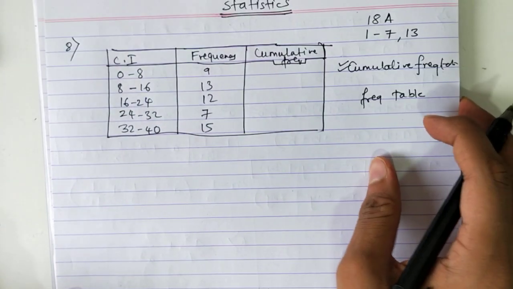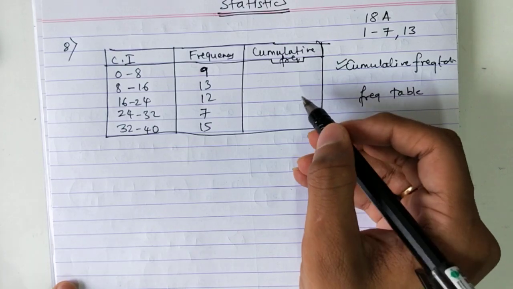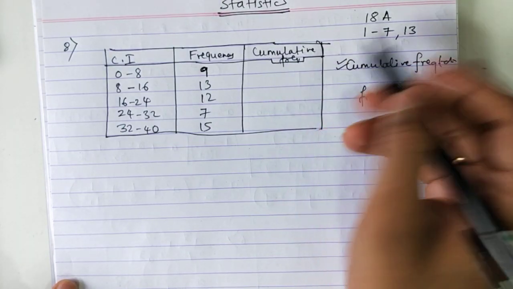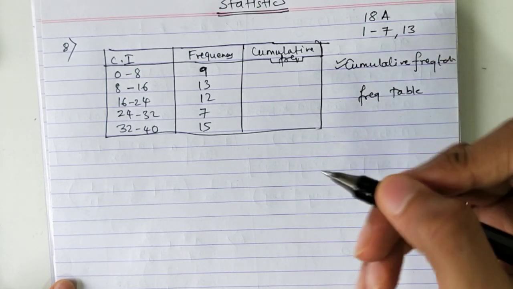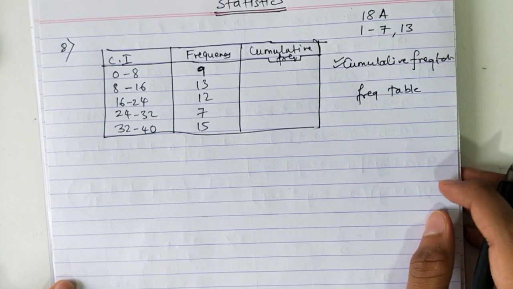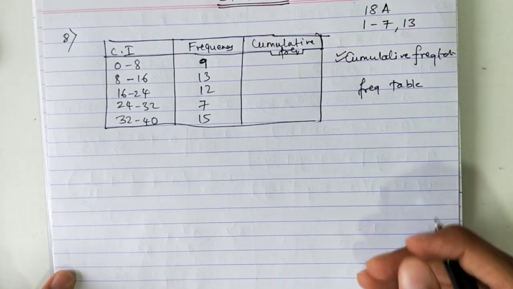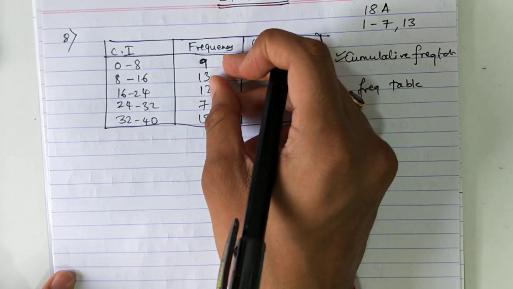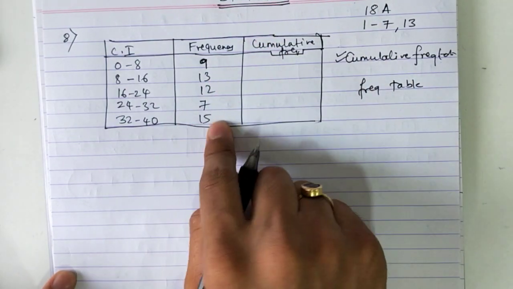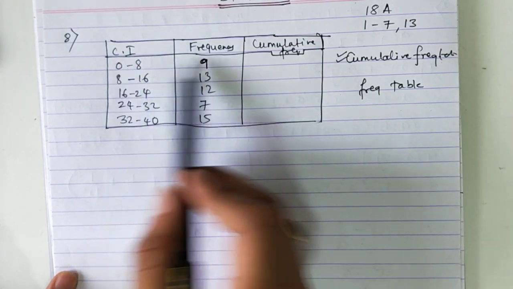Now how to find the cumulative frequency? See, pay full attention. The word cumulative means the previous value is getting added to the next value. Frequency means only that particular value. See, for example, what does this information mean?